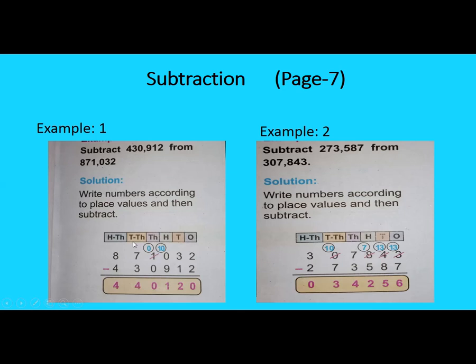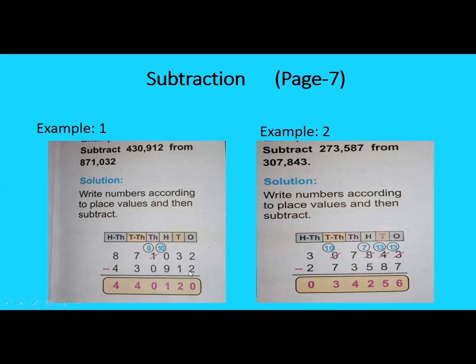Write the place values 1, 10, 100, 1,000, 10,000, 100,000, and then write the numbers below this place value chart. It is quite easy to write the values according to the place values, so that we do not make any type of mistake in our sum. Okay, now first you have written this, then the second value. Now subtraction is quite easy.